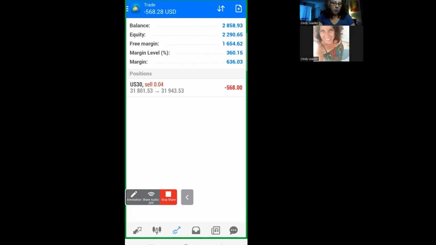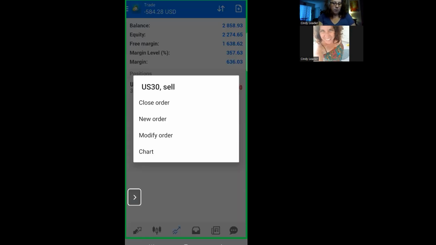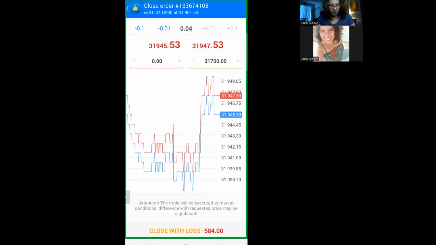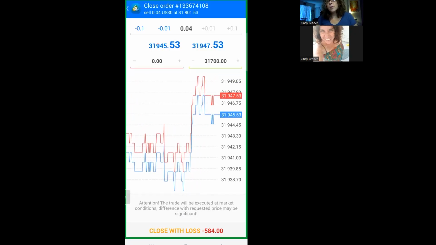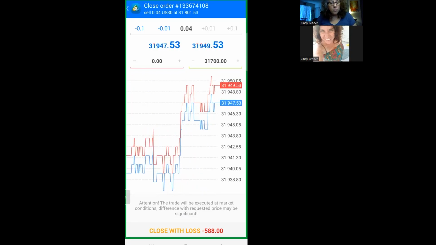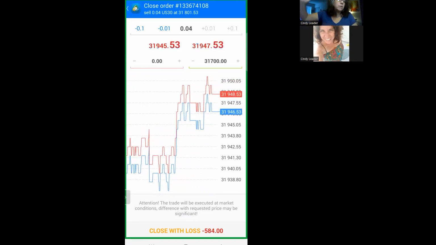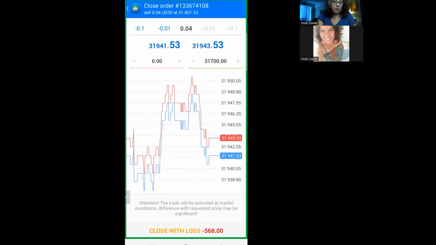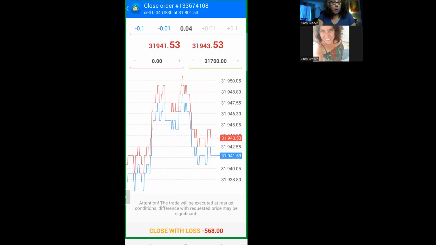Okay, let's close another 0.01. Close. There's a delay here. So I could close it now. I could close the whole thing out because what's left of that 0.05 minus that 0.01 is a 0.04. So this is what I have. I could close it and just go about my merry day and say, I'm done trading for the week. But I'm going to take another 0.01.